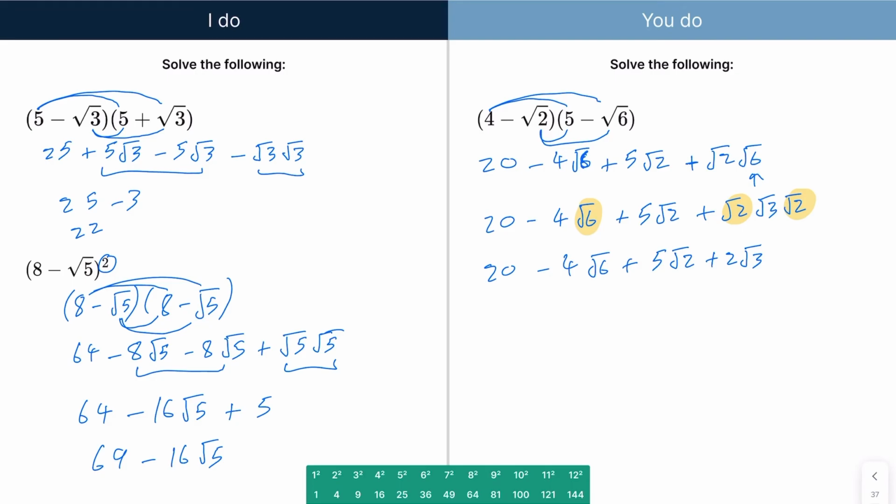And let me just double check to make sure that looks right. So that is that, that is that. That should have been negative. Awesome.